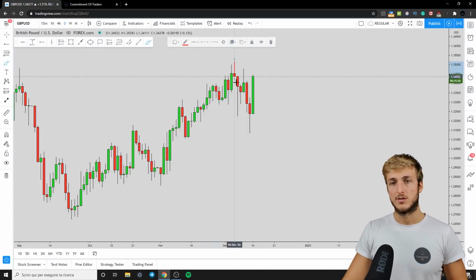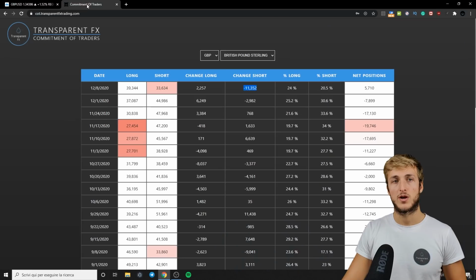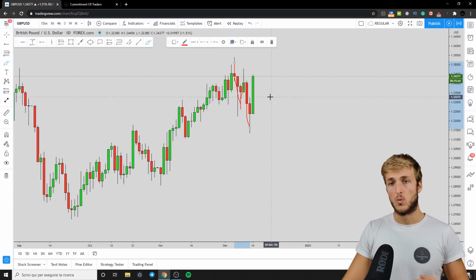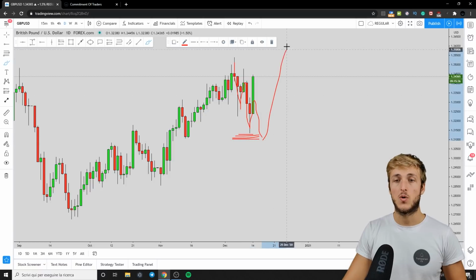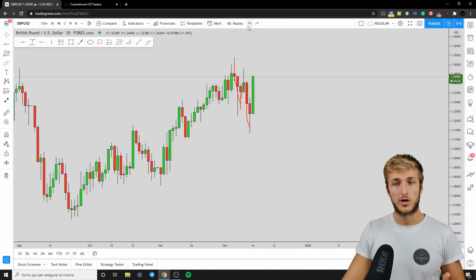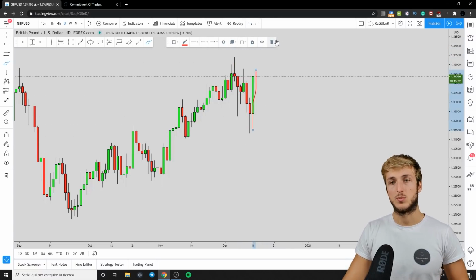So during this move to the downside, hedge funds were closing their short positions and opening longs. What do you expect in this kind of situation? After a move like this, you either expect one last move to the downside to go and hunt all the stop losses below this low and then the move to the upside, or you expect the market to immediately start the move to the upside, which is exactly what is now happening.